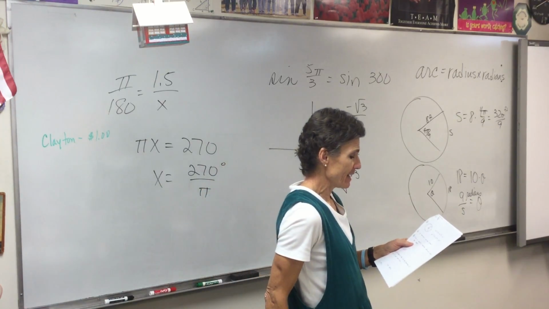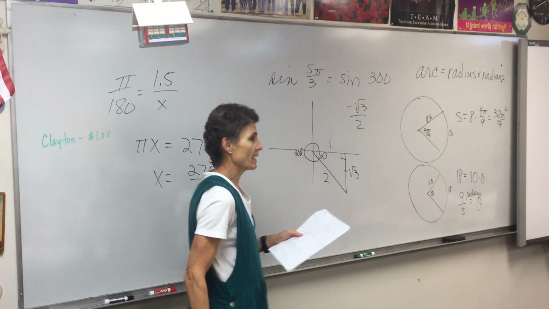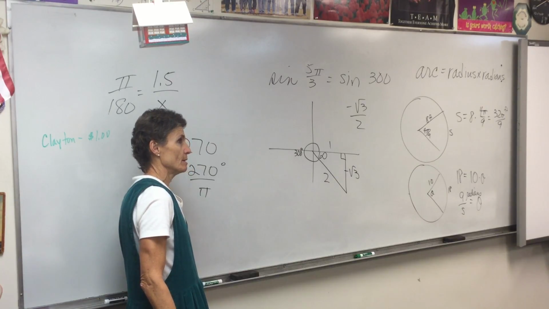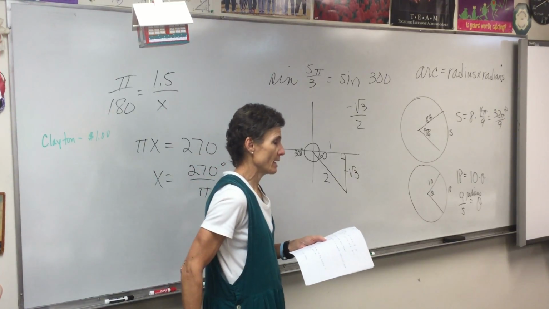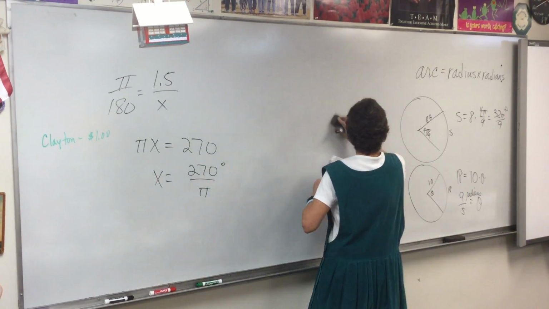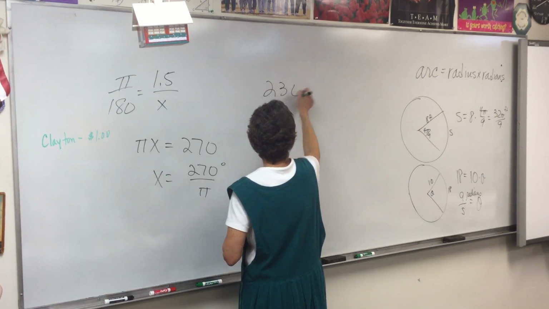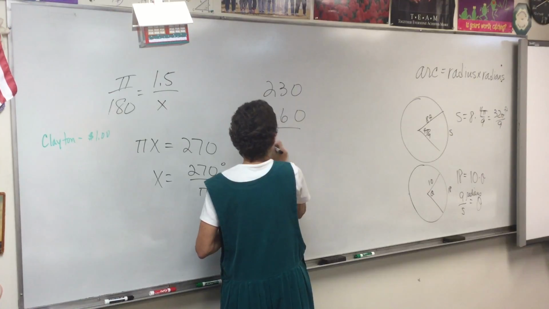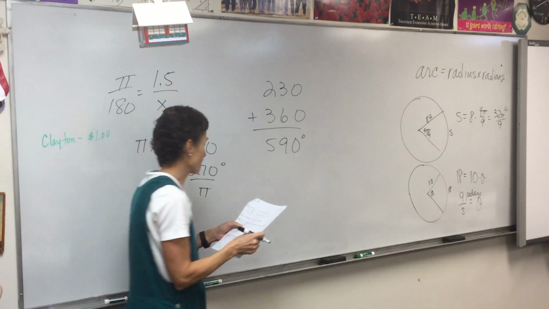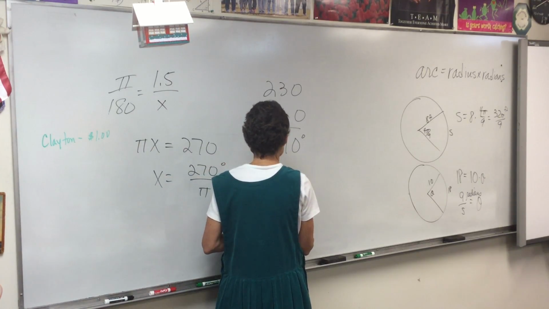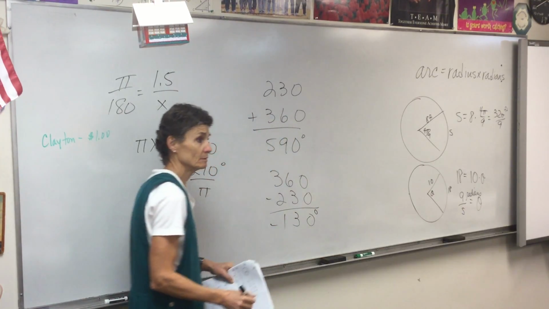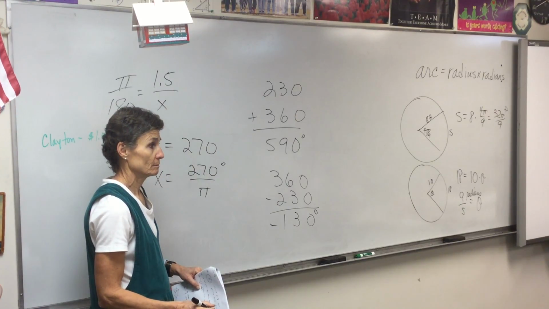Find a positive and a negative coterminal angle for 230. Okay, we just talked about that this morning. How do we find coterminal angles? Add and subtract revolutions. Now this is a degree measure, so we will add and subtract 360. So a positive coterminal angle would be 590. And then a negative coterminal angle would be negative 130. Right?